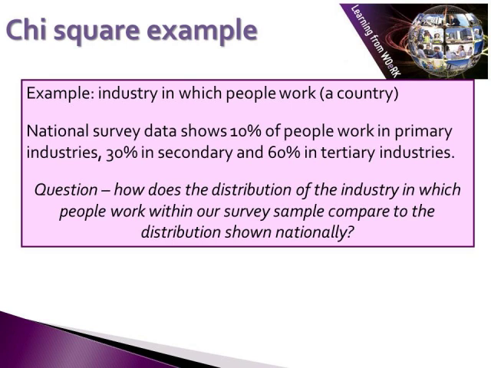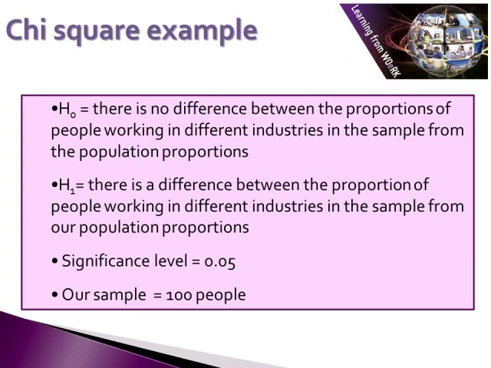If we take an example of looking at the industry in which people work within a given country, national survey data suggests that 10% of people work within primary industries, 30% within secondary industries, and 60% within tertiary. So the population is large, and that is what the industry working structure looks like. The question we have is, how does the distribution of the industry in which people work within our survey sample, so we've gone out and done our own survey, compare to the distribution that is shown nationally? To do this, we set up our hypotheses.